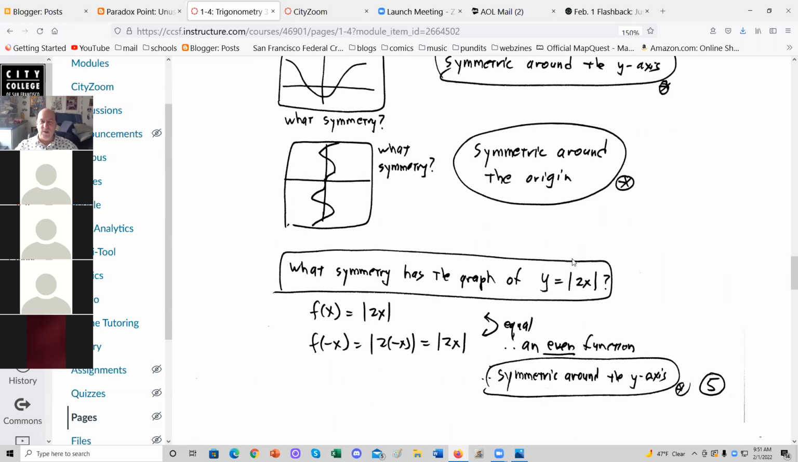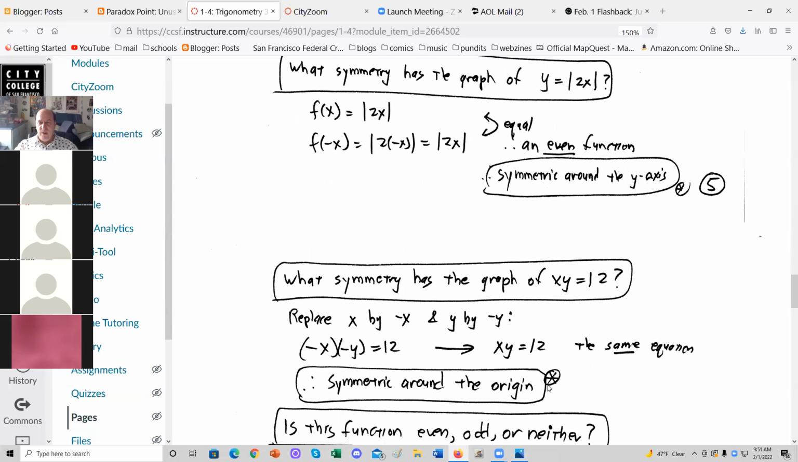What symmetry has the graph of y equals absolute value of 2x? Well, f of x is absolute value of 2x, and f of negative x, twice negative x, the absolute value sign absorbs a negative. These are equal, so this f of x is an even function. Its graph is symmetric around the y-axis. What symmetry has the graph of xy equals 12? Well, you replace x by negative x and y by negative y, you get this, and this comes out to the same equation. So this is symmetrical around the origin.